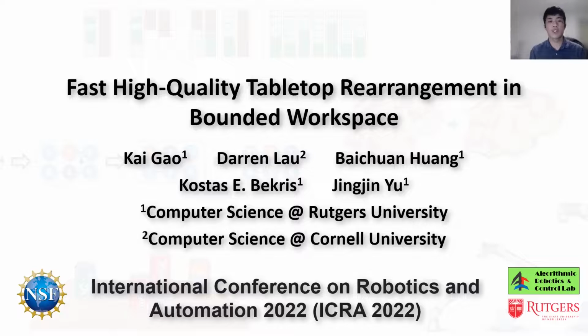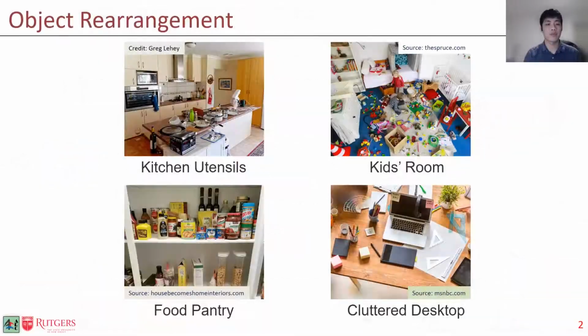In this paper, we study the tabletop rearrangement problem in a bounded workspace. Object rearrangement is a basic task in our daily lives. It will be beneficial but challenging to use a robot arm to clean up our kitchens, kids' rooms, food pantries, or office desktops. In the rearrangement problem, the robot arm moves objects from start positions to specific goal positions.